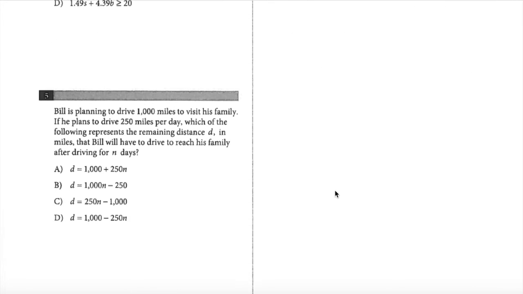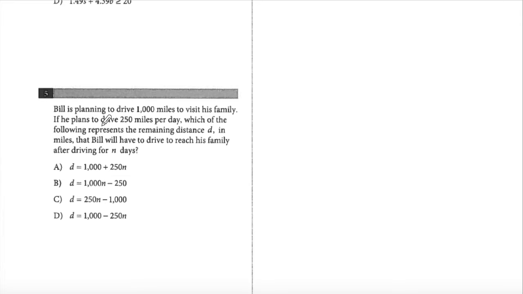All right. Let's go to number 5. Bill is planning to drive 1,000 miles to visit his family. If he plans to drive 250 miles per day, which of the following represents the remaining distance in miles Bill will have to drive to reach his family after driving N days? So let's pretend N is the number of days. After 1 day, he would have driven 250, so he would be left with 750 miles to drive, because 1,000 minus 250 is 750 miles. So let's plug in 1 and see what we get.